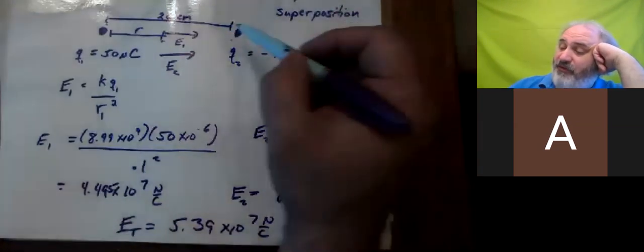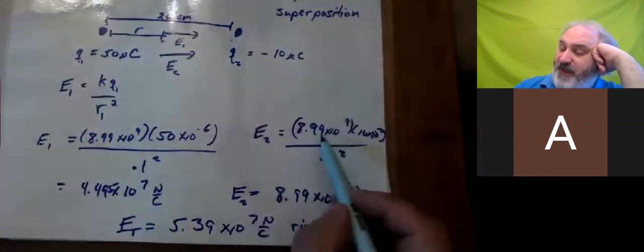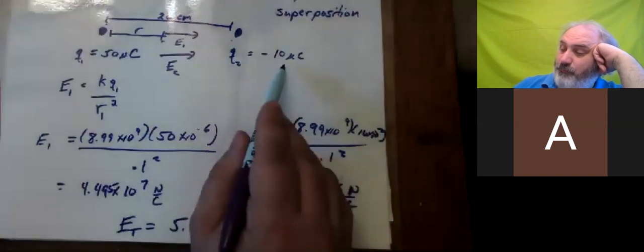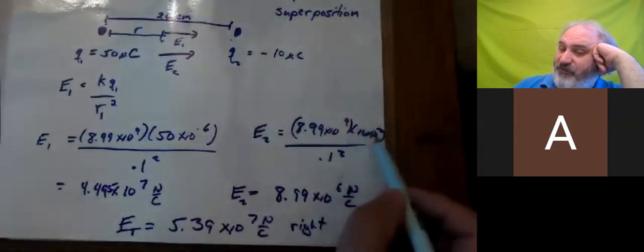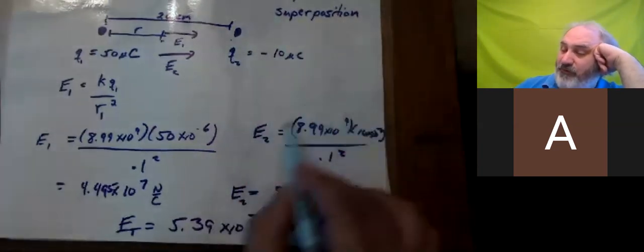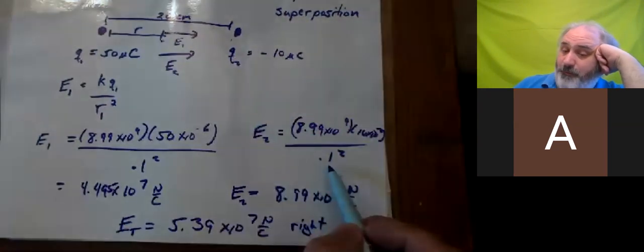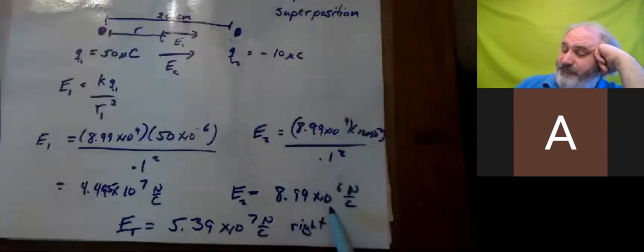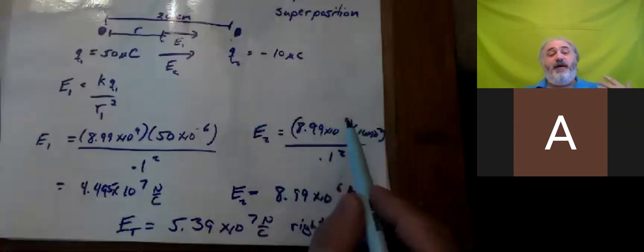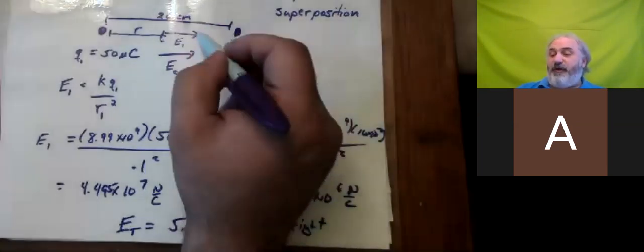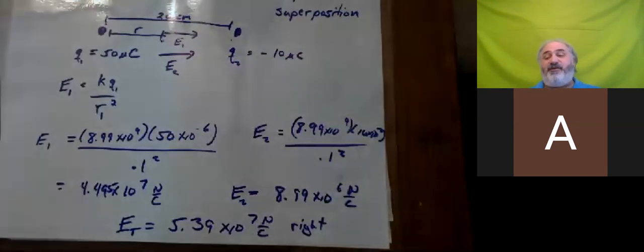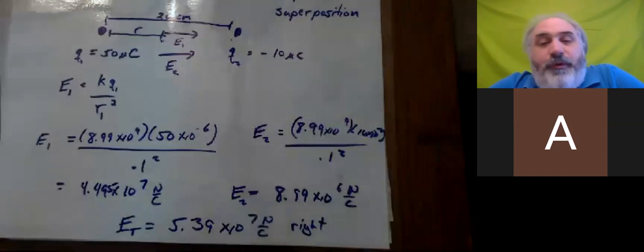When I go to evaluate the size of E2, it's going to be K times Q2. Notice I'm not putting a negative sign in here because I'm finding the magnitude of E, divided by the distance, which is still 0.1. That's going to give me my total electric field when I crunch those numbers. And since I'm adding 2 vectors that are in the same direction, it's just like regular addition. So this plus this equals this. Yay! All right, so super easy. We can do this in our sleep.